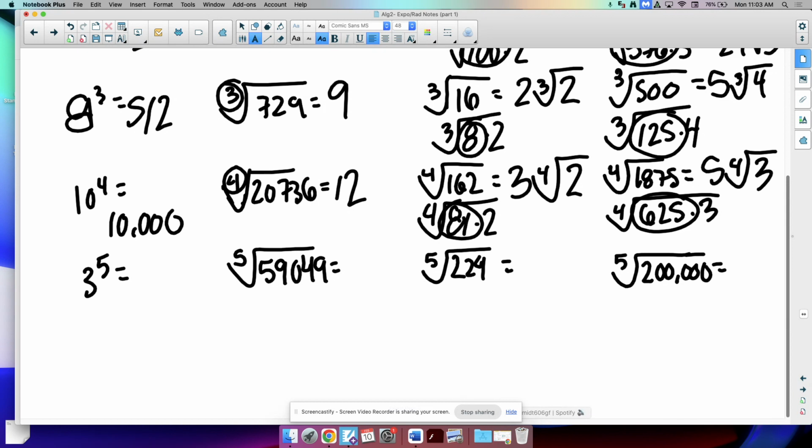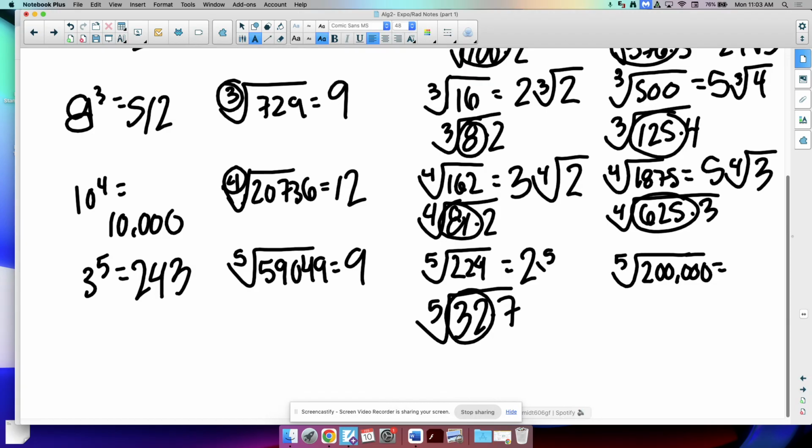All right, 3 to the 5th. 5th root of 59,049. 5th root of 224 is not a perfect 5th power. What perfect 5th goes into it? 32. Times what? When that 32 comes out, what will it turn into? What is still stuck on the inside?